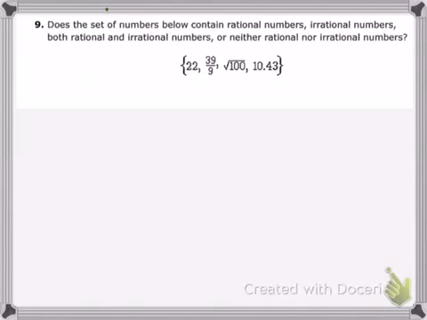Does the set of numbers below contain rational, irrational, or both rational and irrational? We have 22, which is rational. 39 over 9, which is a fraction, is rational. Square root of 100, which is 10, which is rational. And terminating decimal, so they're all rational.